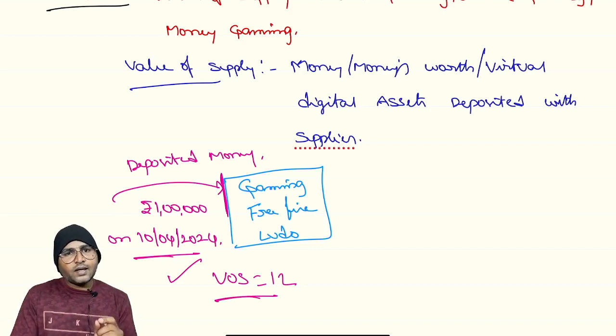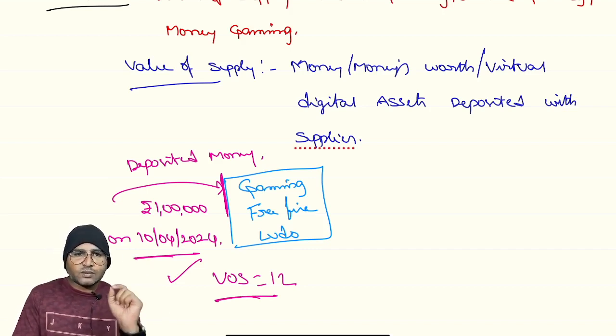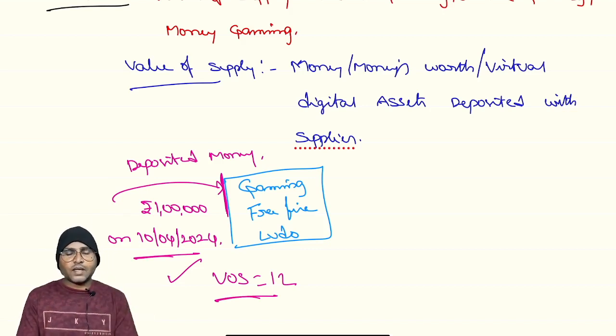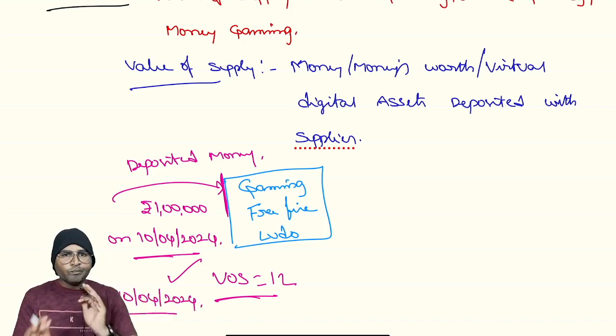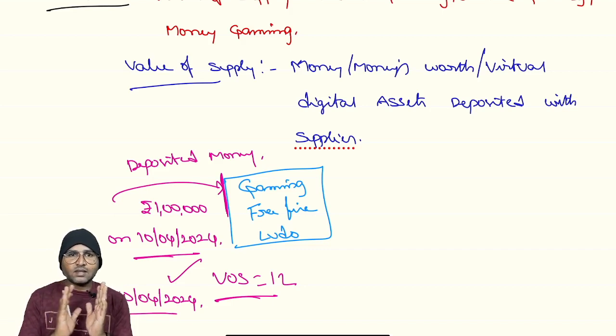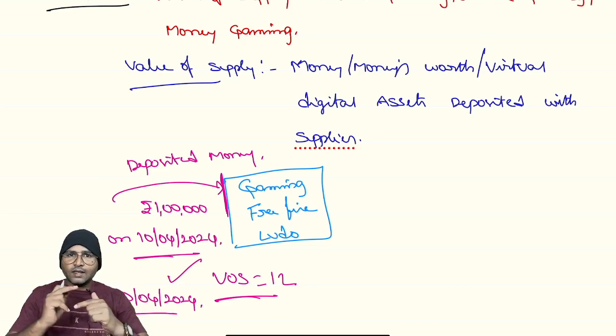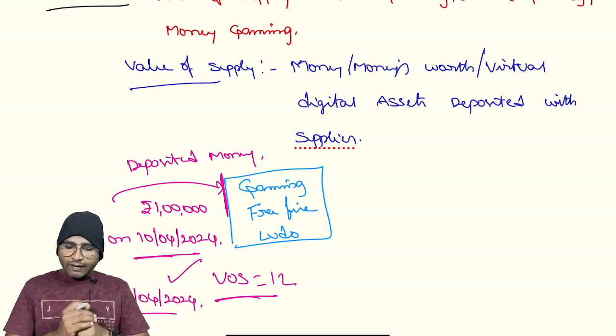What is the time of supply? The day on which such amount has been deposited, that could be the time of supply, right? Value of supply will be 1 lakh and time of supply will be 10/4/2024. Are you clear with this? Any doubt? Any doubt? Right?